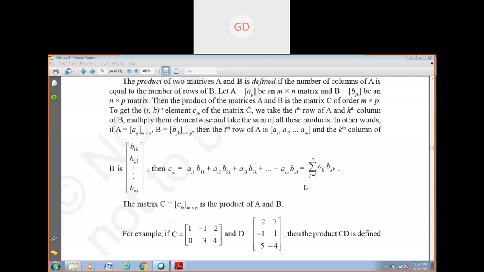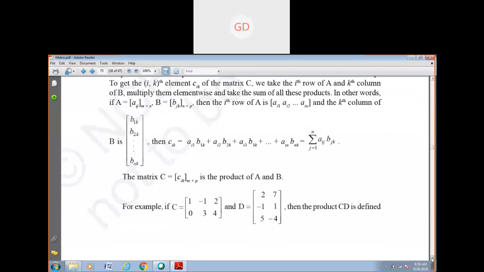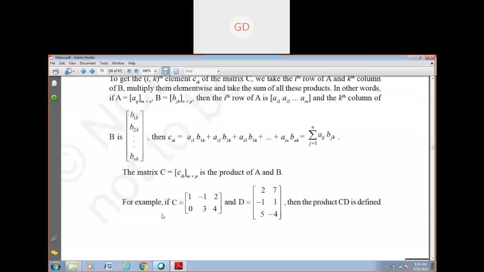Here you need not think about this in terms of notation. Just through an example, it will be more clear. For example, C is one matrix here, consider 2 rows and 3 columns. And D is another matrix of a different order, here 3 rows and 2 columns. So the orders of the C and D matrices are different.